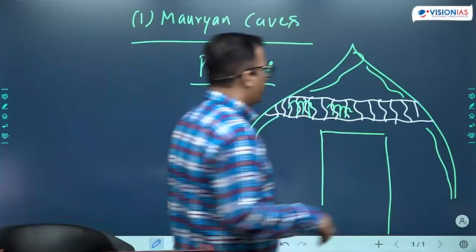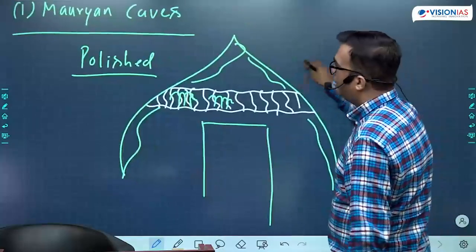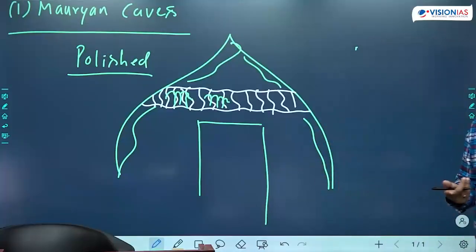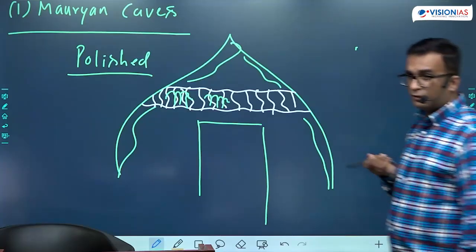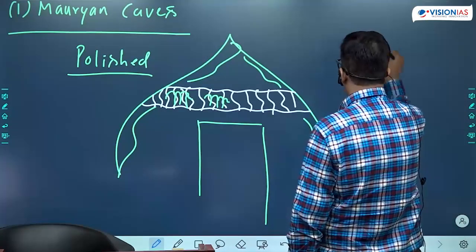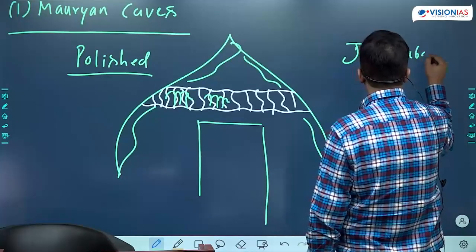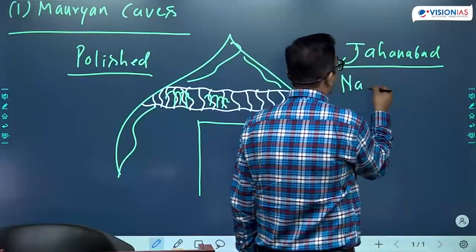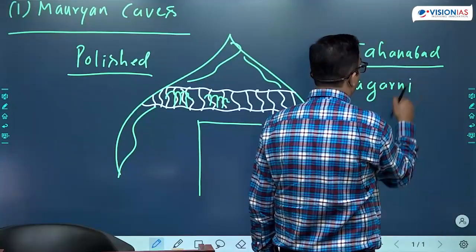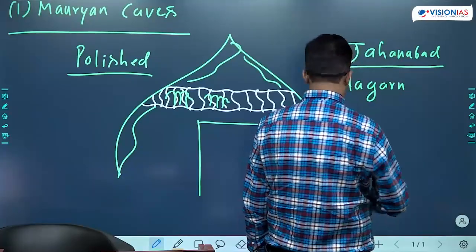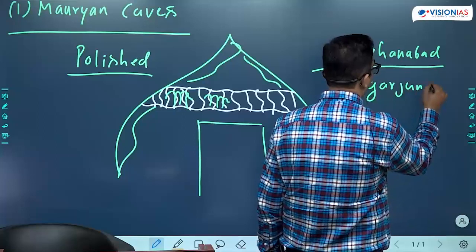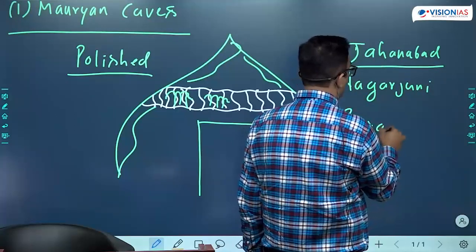So in the Bihar part, where it was created, the name of the district has changed now. Earlier there used to be the district of Gaya, but now Gaya comes under a new district, Jahanabad. Okay, so in the district of Jahanabad, there are two hill ranges, Nagarjuni and, any idea? Barabar. Nagarjuni and Barabar hills.